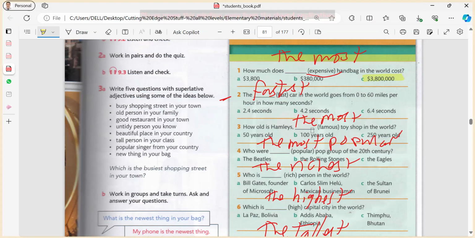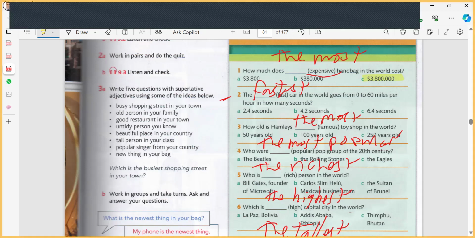Three. The most famous toy shop in the world is Hamleys. The main store is in Regent Street in London, and it is over 250 years old. Four. The most popular pop group of the 20th century was the Beatles. They sold 107 million albums in the USA alone. Five. The richest man in the world is Carlos Slim Helú, a Mexican businessman. He has a personal fortune of $69 billion. Bill Gates has a fortune of $61 billion.